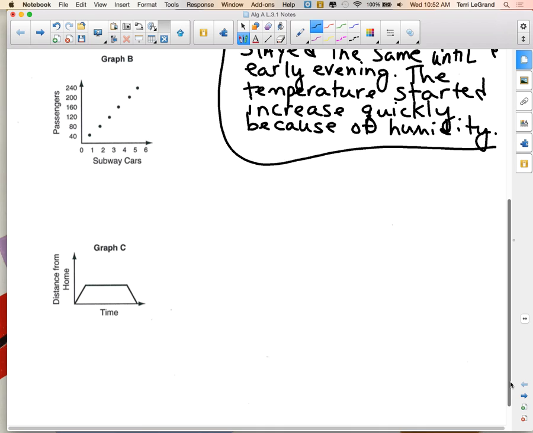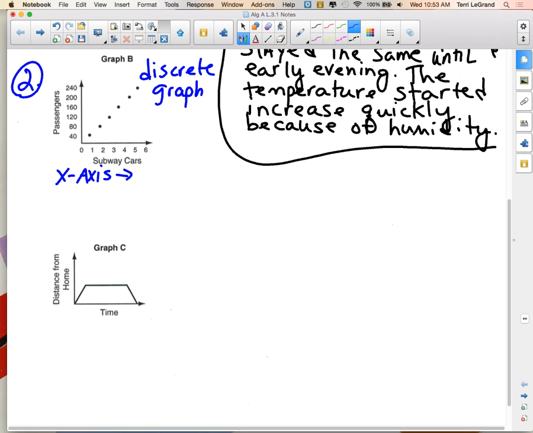Okay, graph B, we're going to call that one number 2. First decision we have to make is, is it discrete or continuous? Discrete, yes, distinct points. Oh, I think this one's going to be a lot shorter story. But first thing we got to do again, remember, we got the x-axis, and what's happening there? What's being represented on the x-axis? Subway cars. Subway cars, and specifically the number of subway cars, right?